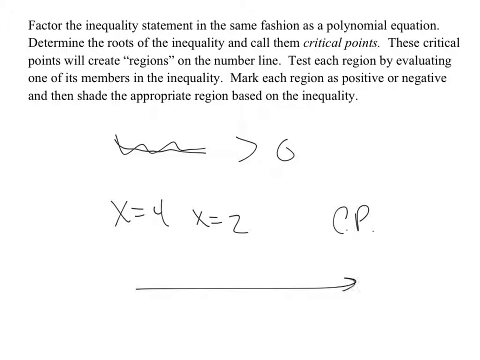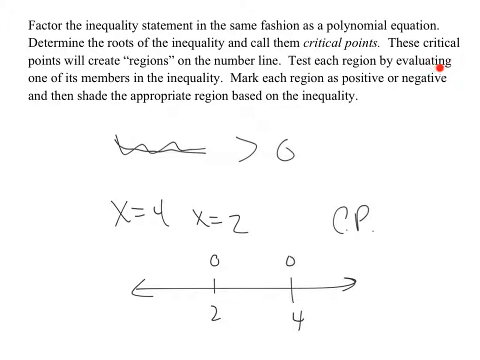We're going to make a number line. What we're going to do is this. If it was a greater than symbol, I'm going to use an open circle. We put an open circle at 2 and an open circle at 4. So that's the next step. It's going to create regions. Take a look. To the left of the number 2, that's region 1. Right over here is another region, and this is another region. So where these critical points occur, they create regions.